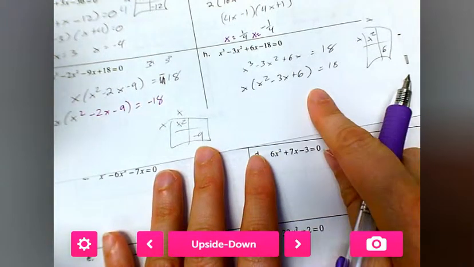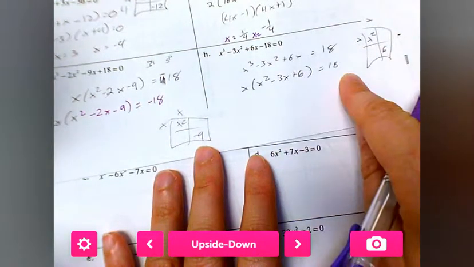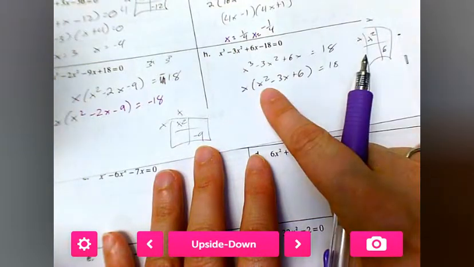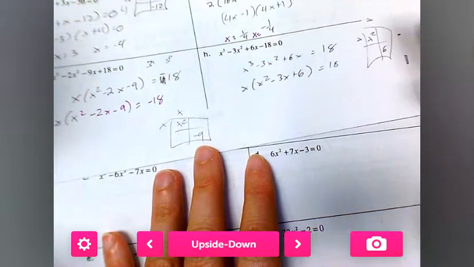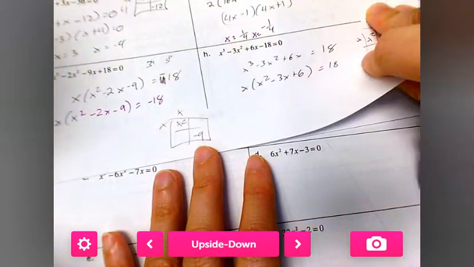H, I believe, is the same way. You have to stop here because it is not factorable from this point. x times x squared minus 3x plus 6 equals 18. Okay, all right, let's turn it over.